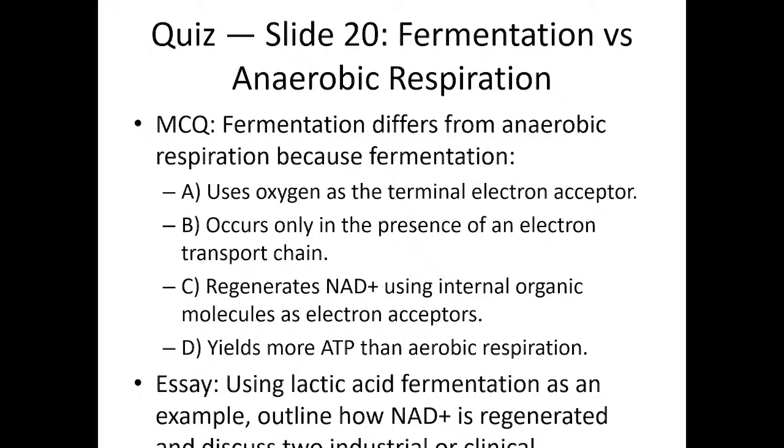The next essay question is: using lactic acid fermentation as an example, I want you to outline how NADH is regenerated into NAD+, and discuss two industrial or clinical applications.